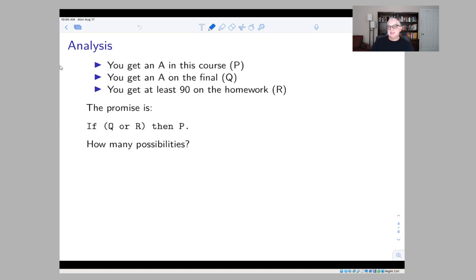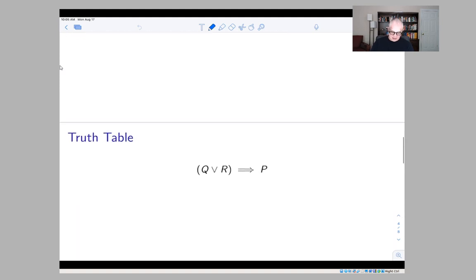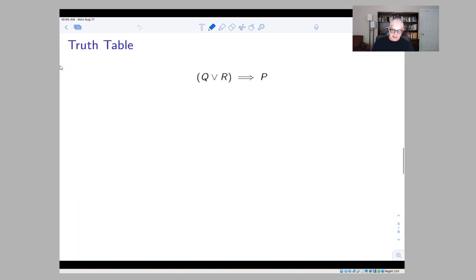So what are the possibilities in this situation? I've written the statement using the symbols. Remember that the V symbol, which is like set union, means or, and the arrow means if, then. So this is a fancy way of writing if Q or R, then P. And that was the professor's promise. So there are three possible statements that make up this statement, Q, R, and P. And they can each individually be true or false.